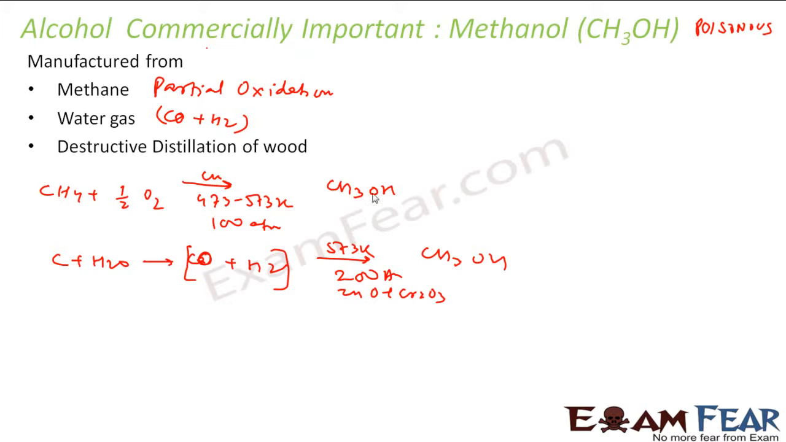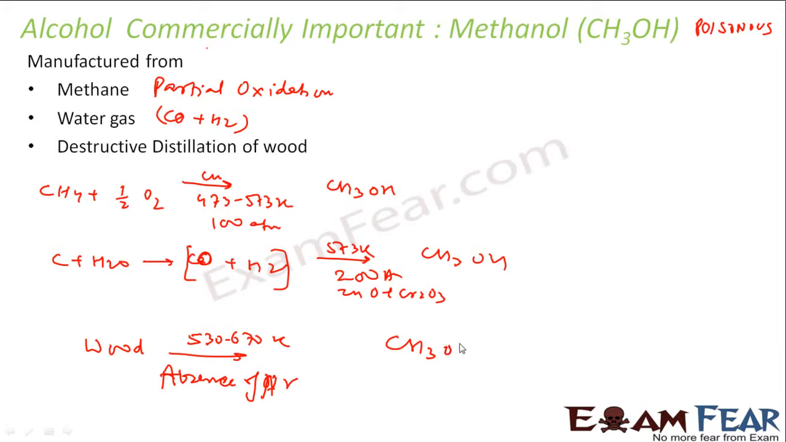The next is destructive distillation of wood. So you take wood and you heat this to high temperature, maybe 530 to 670 Kelvin, in absence of air. In absence of air, if you heat this wood at such a high temperature, you get methanol. So there are three ways of preparing methanol.